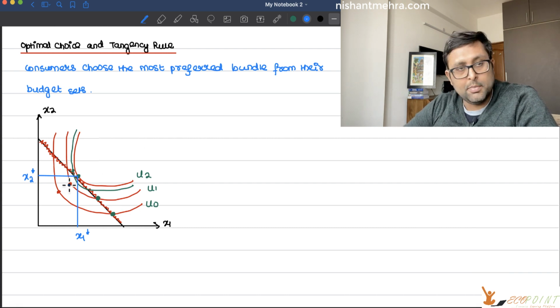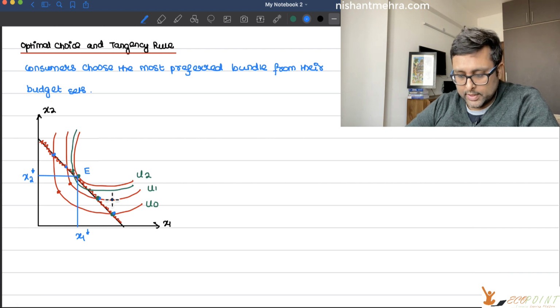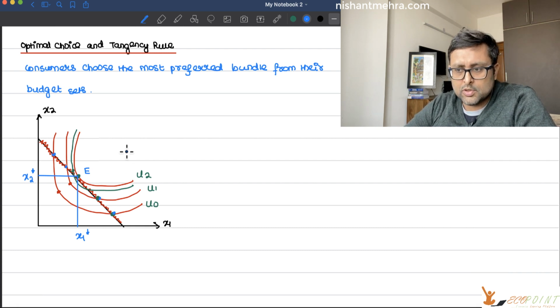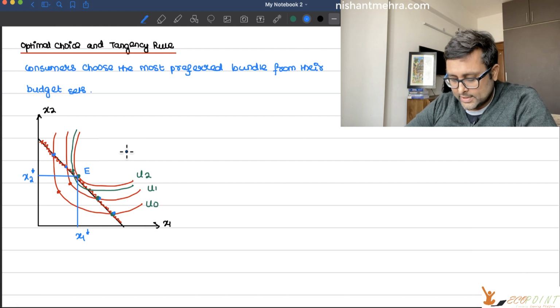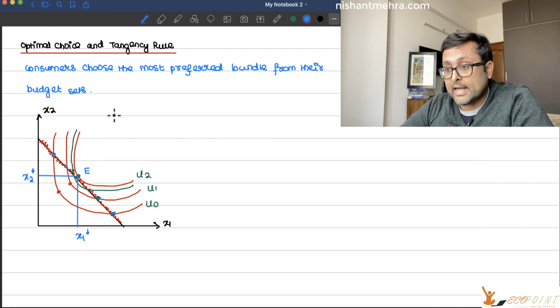So at any other bundle, whether here or here or here or here, wherever, the indifference curve is crossing the budget line and you are at a lower utility as compared to this point, let's say point E, where you're consuming x1 star and x2 star, where the indifference curve is just tangent to the budget line, right? And of course, the bundles above that are completely unaffordable. You don't have to worry about them. So this is what the tangency condition is. At the optimal point, the indifference curve is tangent to the budget line.